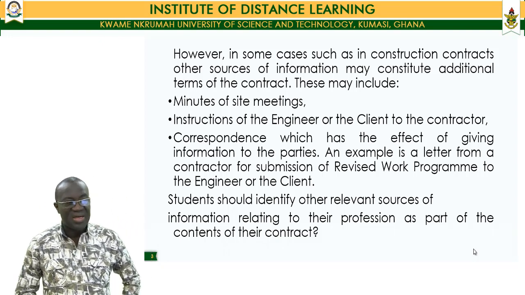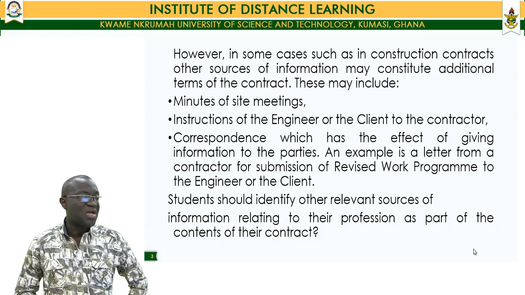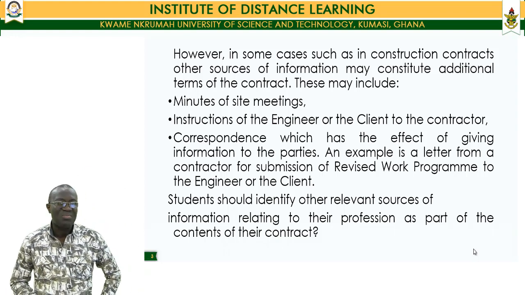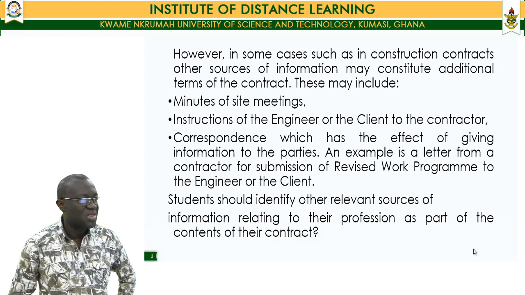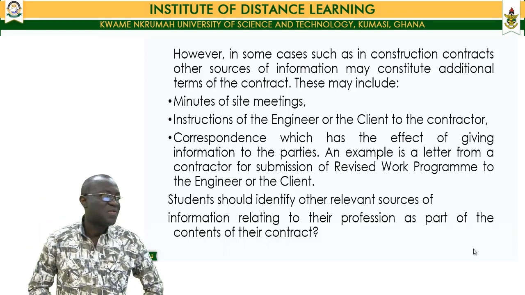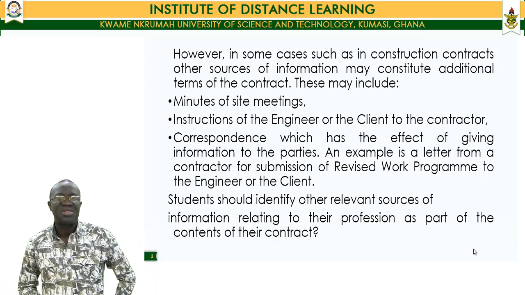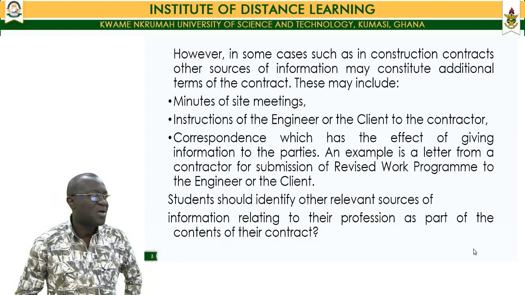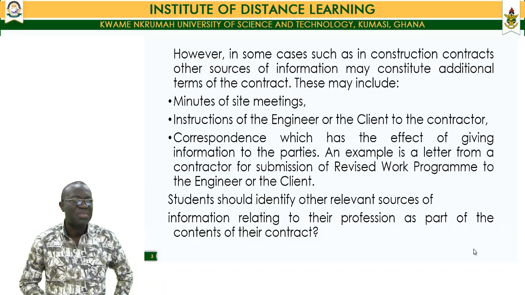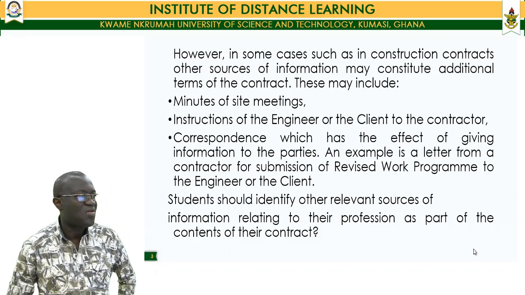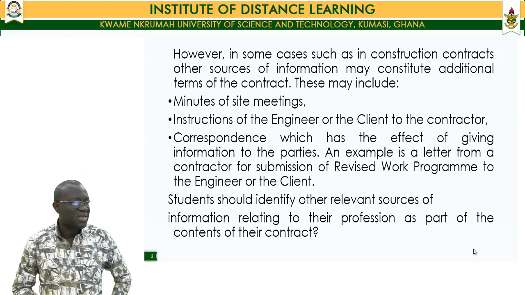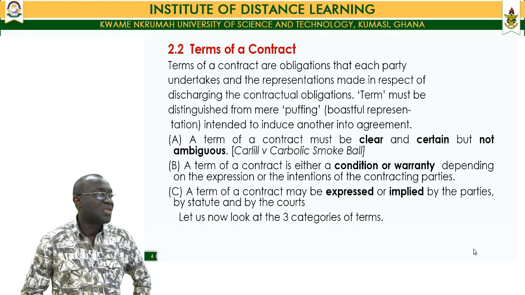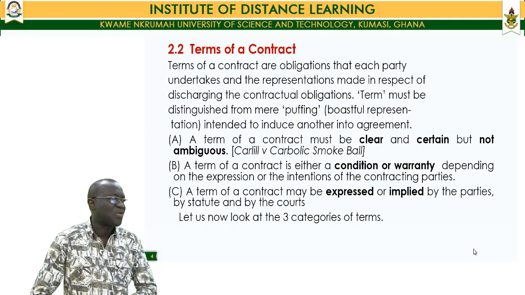Students should identify other relevant sources of information relating to their profession as part of the contents of their contracts. I'm only basing this on those in the area of maybe construction. If it's procurement, you also need some specific information in the area of procurement, which will constitute part of the contents. So it's applicable to any form of contract, not basically one, but any other area of contract.